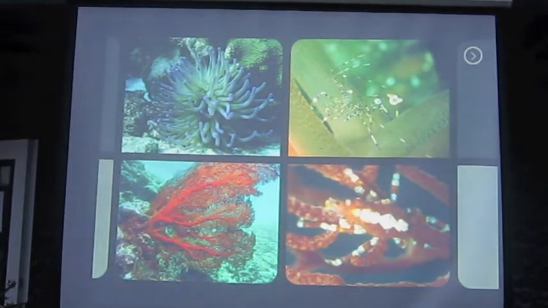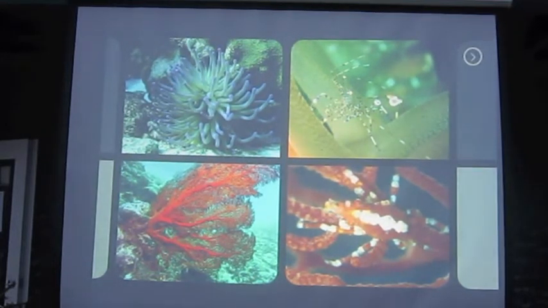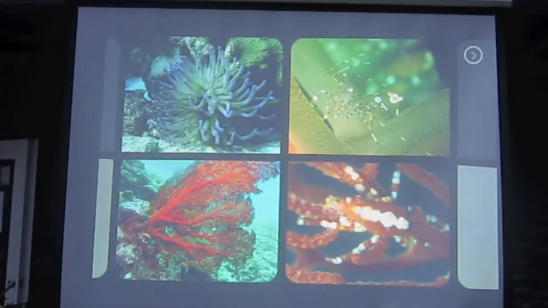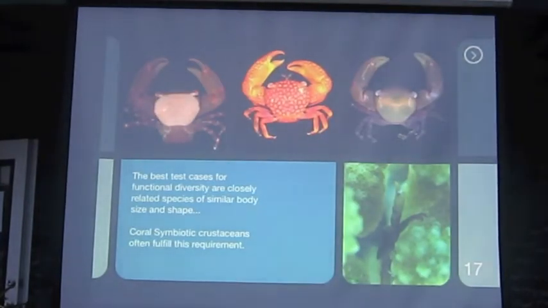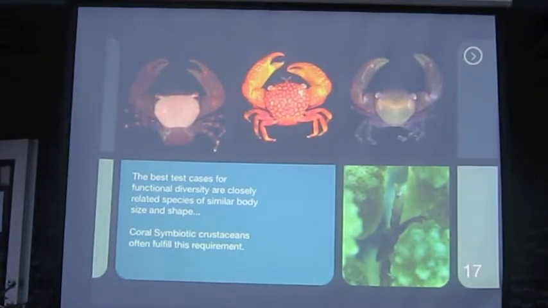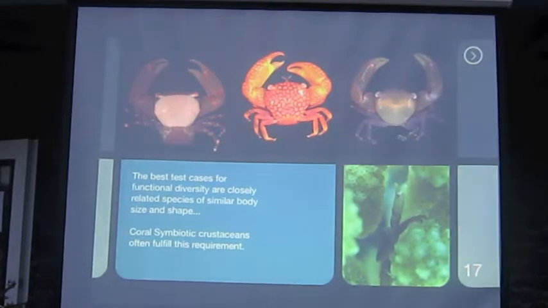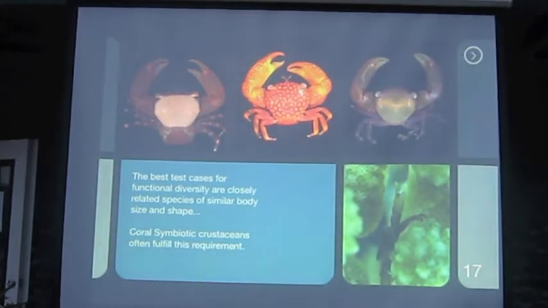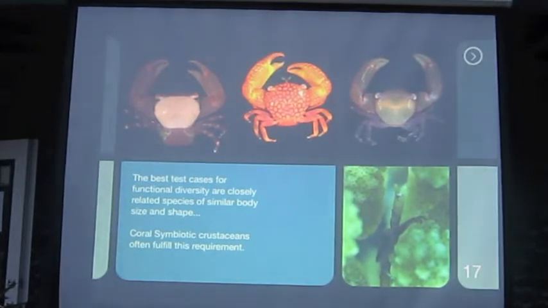In the South Pacific, you find a nice big gorgonian, and they've got this wonderful little crab on them called Xenocarcinus, which is a great name. You just have to say it as frequently as you can. Xenocarcinus. And the best tests of functional diversity are closely related species of similar body size and shape. And it just happens that coral symbiotic crustaceans often fulfill this requirement. They also happen to be beautiful and live on coral reefs, both also drivers to me working on them.